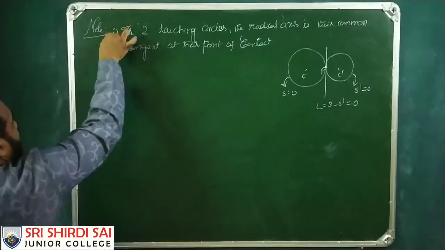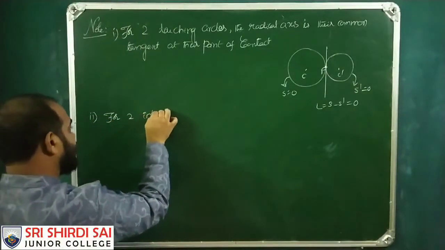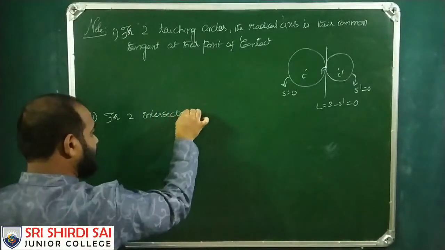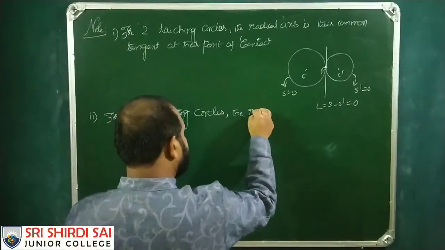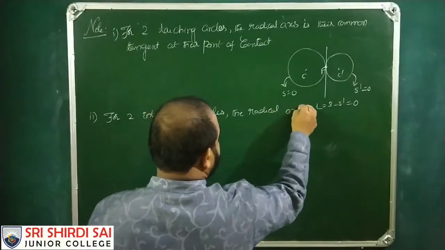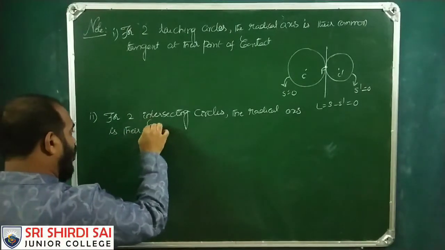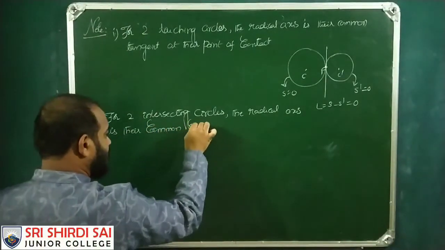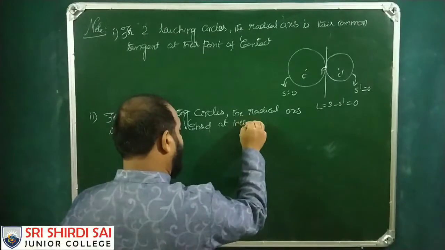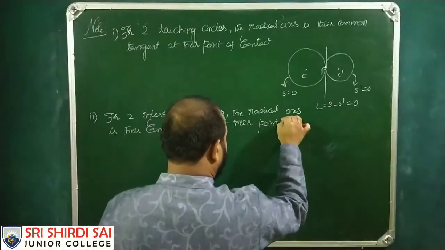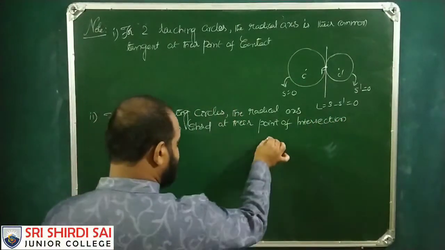Likewise, for two intersecting circles, the radical axis is their common chord at their point of intersection. That means I have two circles.